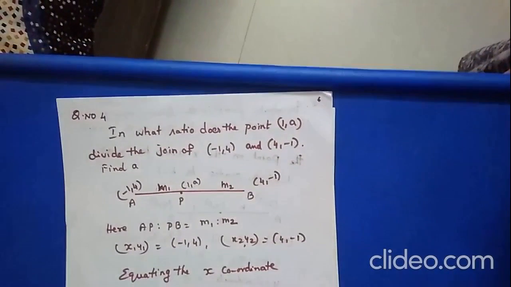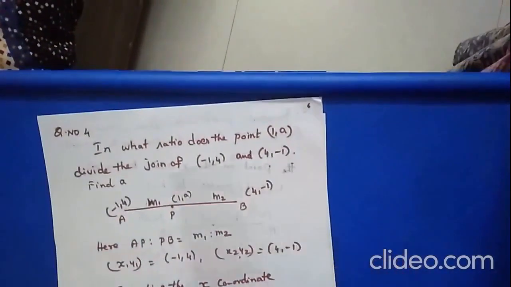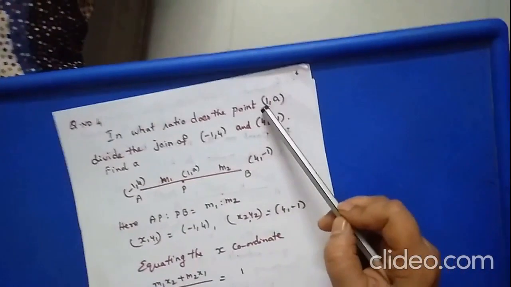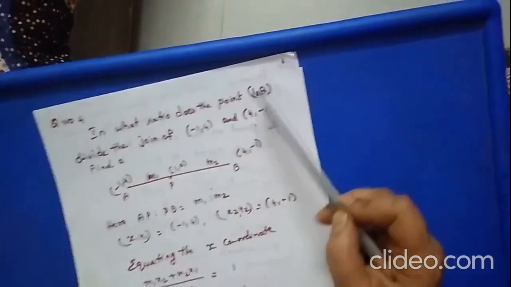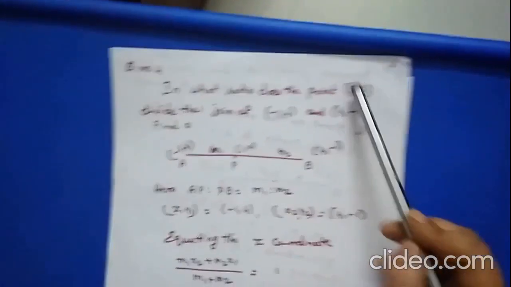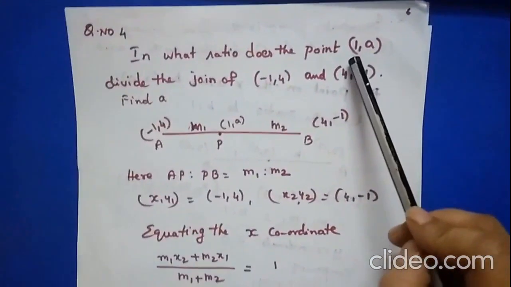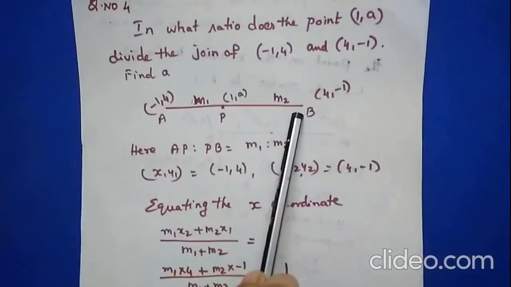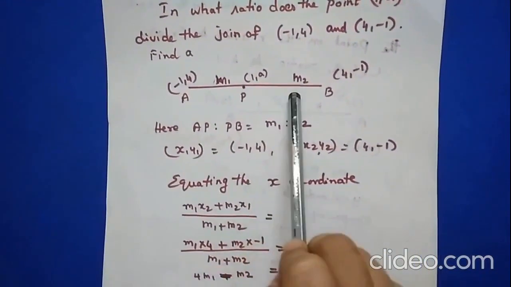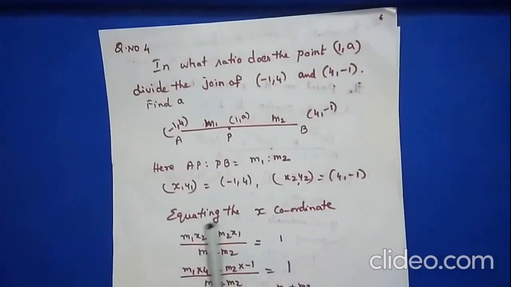In what ratio does the point (1, a) divide the join of (-1, 4) and (4, -1)? Now, 1 is the known number, a is the unknown number. Which is the known number that you have to equate? That is the x coordinate you have to equate now. So, here I draw the line also. You don't know what is the ratio. So, you are taking it as m1 ratio m2, and equate the x coordinate.